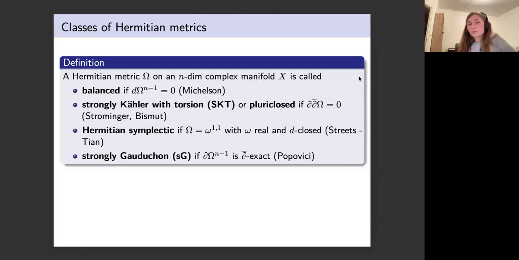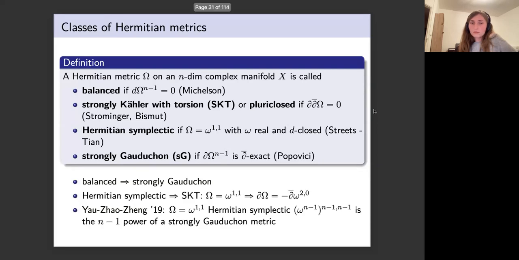And you also have the notion of strongly Gauduchon metrics, in which you ask that ∂ of omega^(n-1) is ∂-bar exact. So this is strongly Gauduchon because usually Gauduchon is just that ∂ of omega^(n-1) is ∂-bar closed. All of these notions appeared in different settings, depending on what sort of properties you wanted to generalize from Kähler geometry.